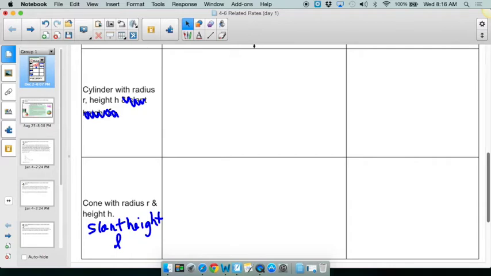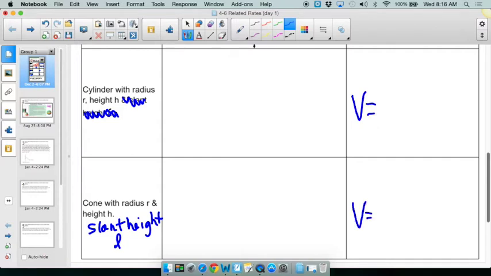Okay, so where's my cylinder sketching crowd and my cylinder volume crowd and volume for a cone? Yeah. So get those up there, the other three tables. Okay.